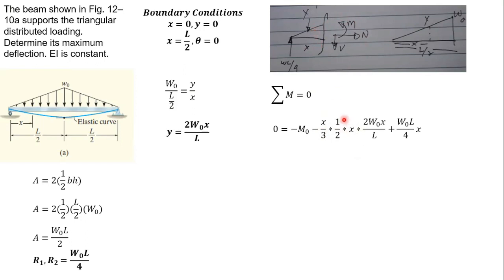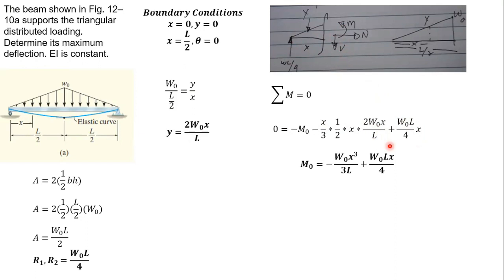Kunin na natin yung area ng triangle. Ang formula ng triangle natin is 1/2 base times height. Ito yung 1/2 natin. Yung base natin is yung x, siya yung length. And then yung height natin, yung nakuha natin kanina, which is yung y, na 2W sub 0 x divided by L. Ito naman yung isa pang force na input natin, which is yung reaction. Since same direction, positive, plus W sub 0 times L over 4 times x.